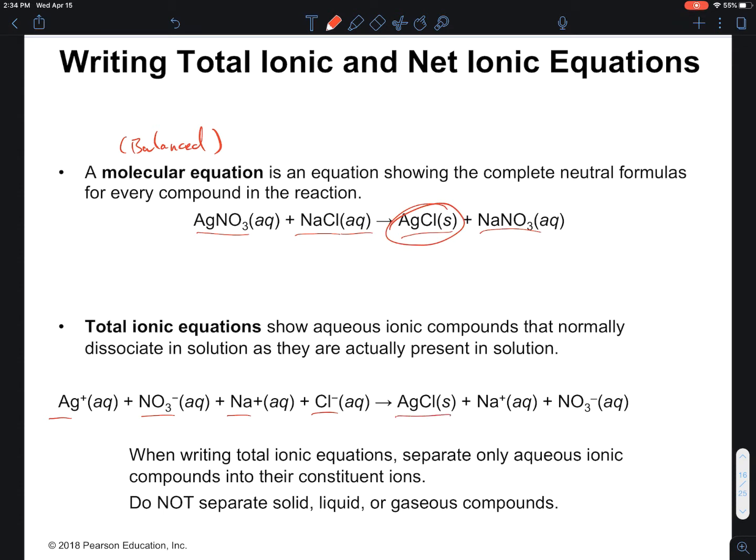Solids do not break up. So notice silver chloride stays silver chloride. Sodium nitrate is soluble, so it breaks up into sodium ion and nitrate ion. Really important, when you write total ionic equations, you want to separate only the aqueous ionic compounds, which in this case are the silver nitrate, sodium chloride, and sodium nitrate, and leave any solids, liquids, or gases as intact chemical structures.